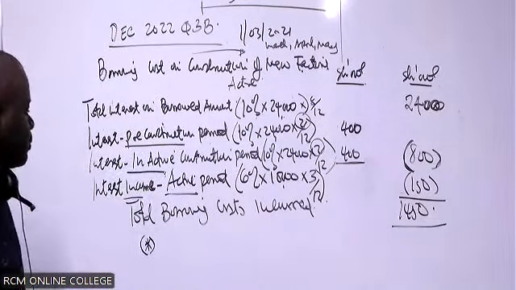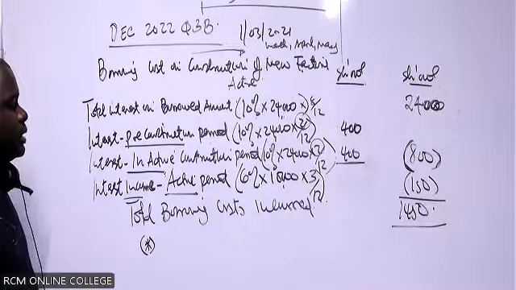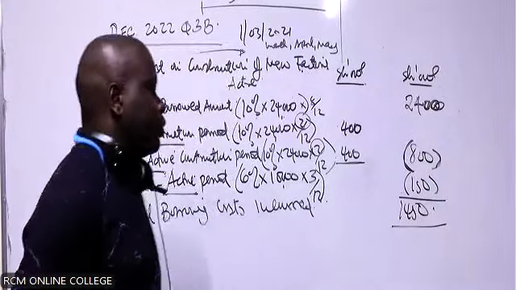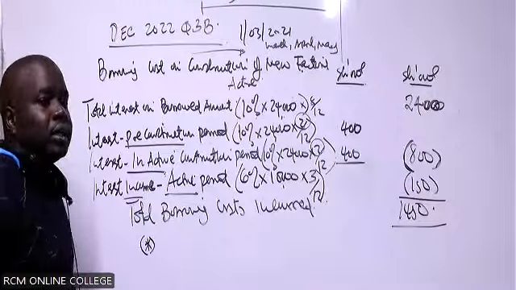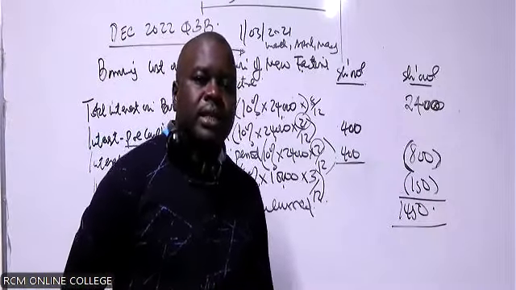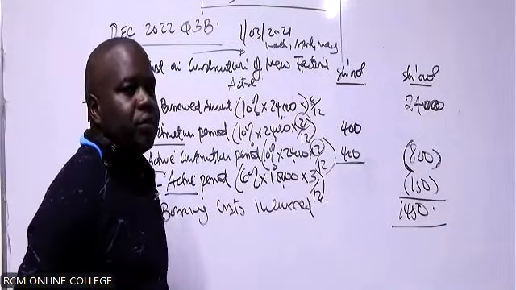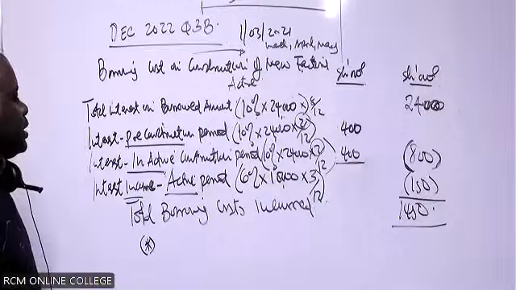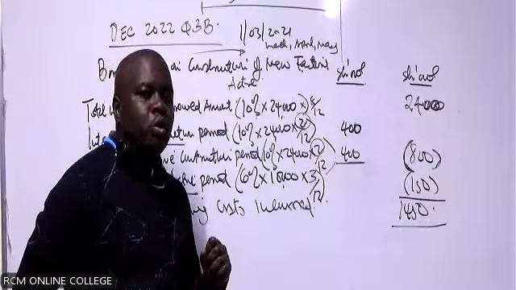Then the last statement: the interest income realized during the active period of construction will be deducted from the borrowing cost.